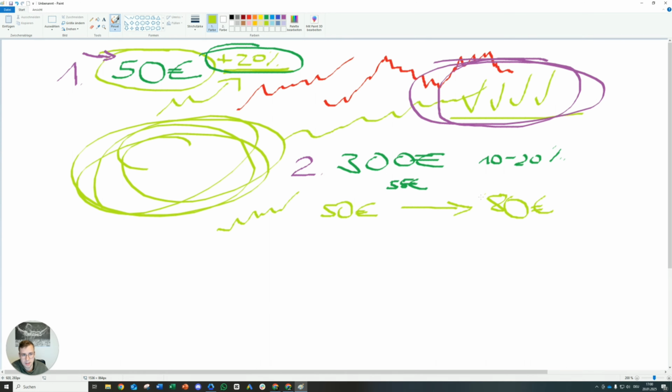That's way more than 20%. But in relative numbers, it's not that much. It's like 30 euros more. We are still in the learning phase anyway, so we can move a bit quicker, a bit more aggressive in the end. So that's all right.